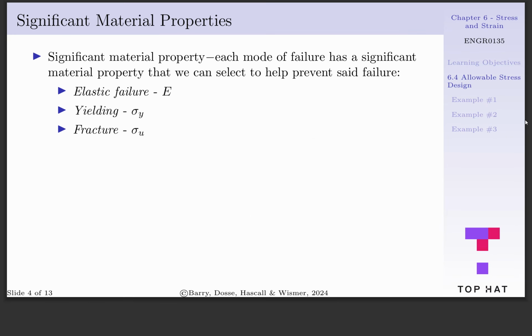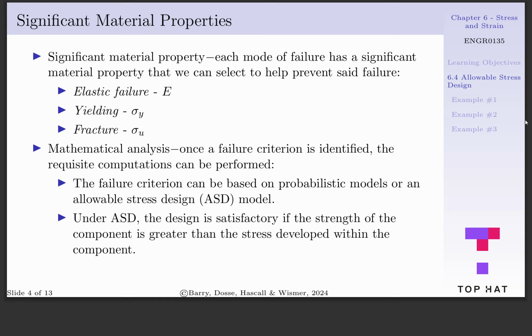There are significant material properties associated with each mode of failure. If we're interested in the elastic failure of a component, we would want to focus on the elastic modulus, E. If we're interested in yielding or slip failure, we'll look at the yield strength, sigma y. Lastly, if we're interested in the material fracturing, we'll look at the ultimate strength, sigma u. Once we've identified the mode of failure and the corresponding significant material property, we can construct a mathematical model.